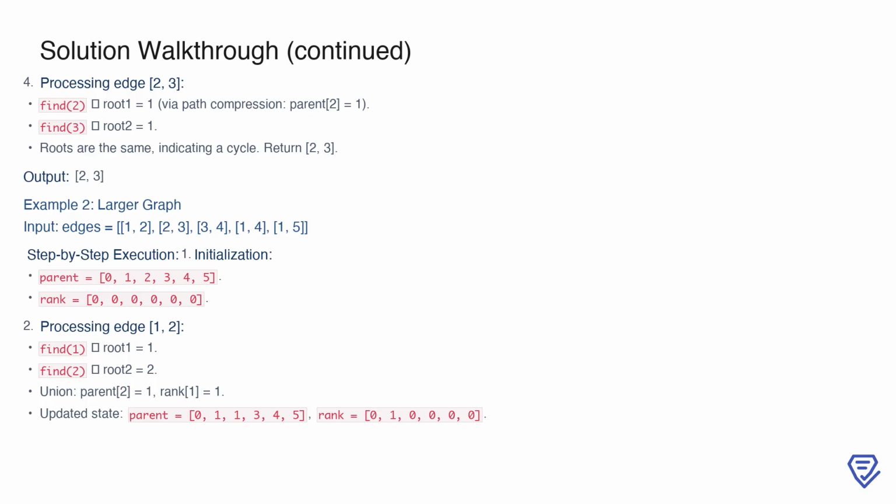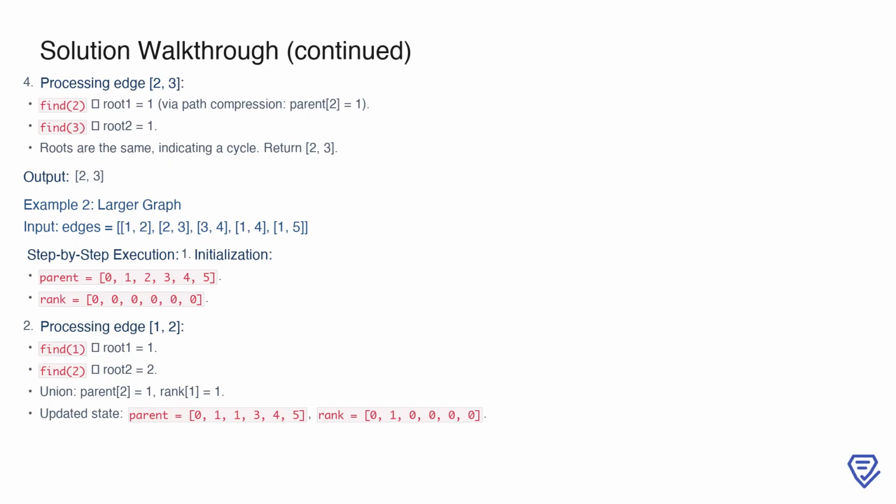The next edge is [2, 3]. When we find the root of node 2, it points to 1 due to path compression. Similarly, node 3's root is also 1. Since both nodes share the same root, adding this edge would create a cycle. Therefore, we return [2, 3] as the redundant connection.